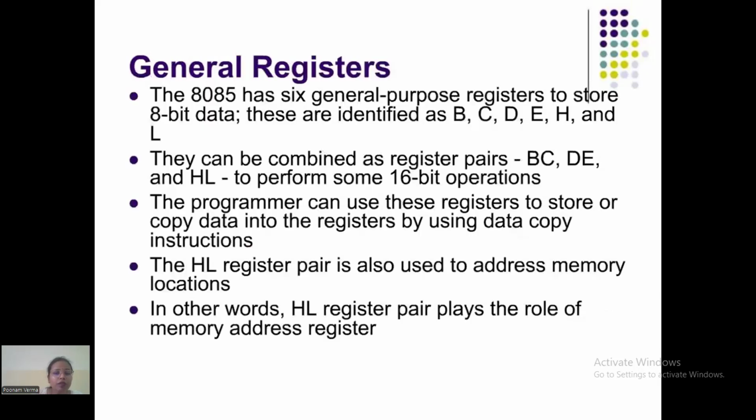First one is the general purpose register. As I said before, 8085 has 6 general purpose registers, which are B, C, D, E, H, and L. They can be combined as register pairs B-C, D-E, and H-L to perform some 16-bit operations.